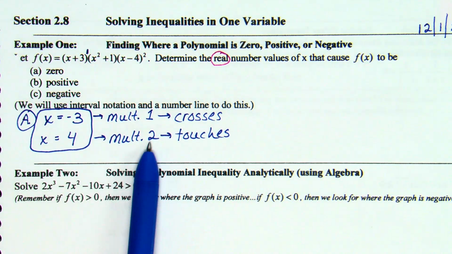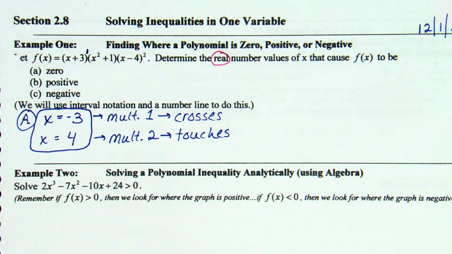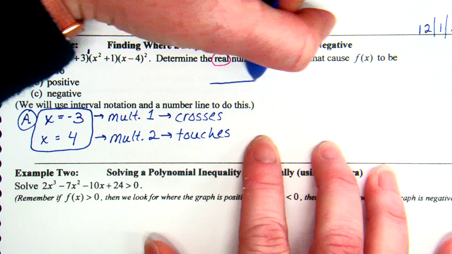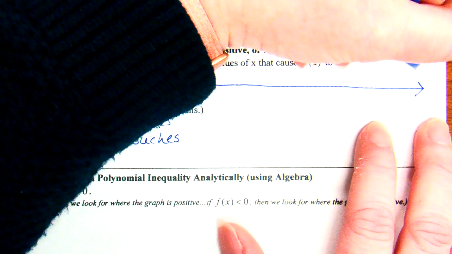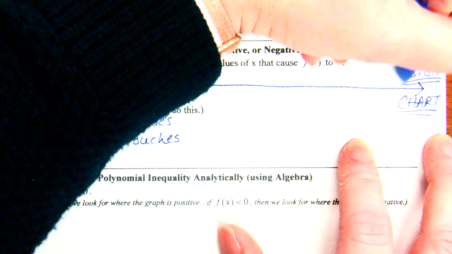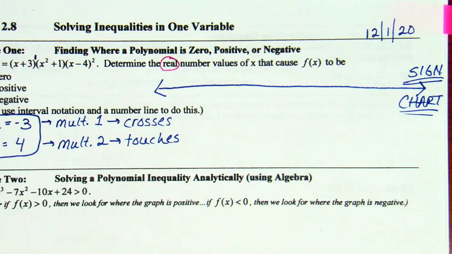Okay. Now, for B and C, we're going to talk about where it's positive and where it's negative. So positive is going to be any place my graph is above the x-axis. Negative is going to be any place my graph is below the x-axis. In order to do this, we can set up what I'm going to call a sign chart. And I'm going to set up a number line right here. Okay. And I made it long just so I have room to work. And as I said, this is what I'm calling a sign chart, because you're going to hear me referring to sign charts when I continue these notes tomorrow. And this is a sign chart.